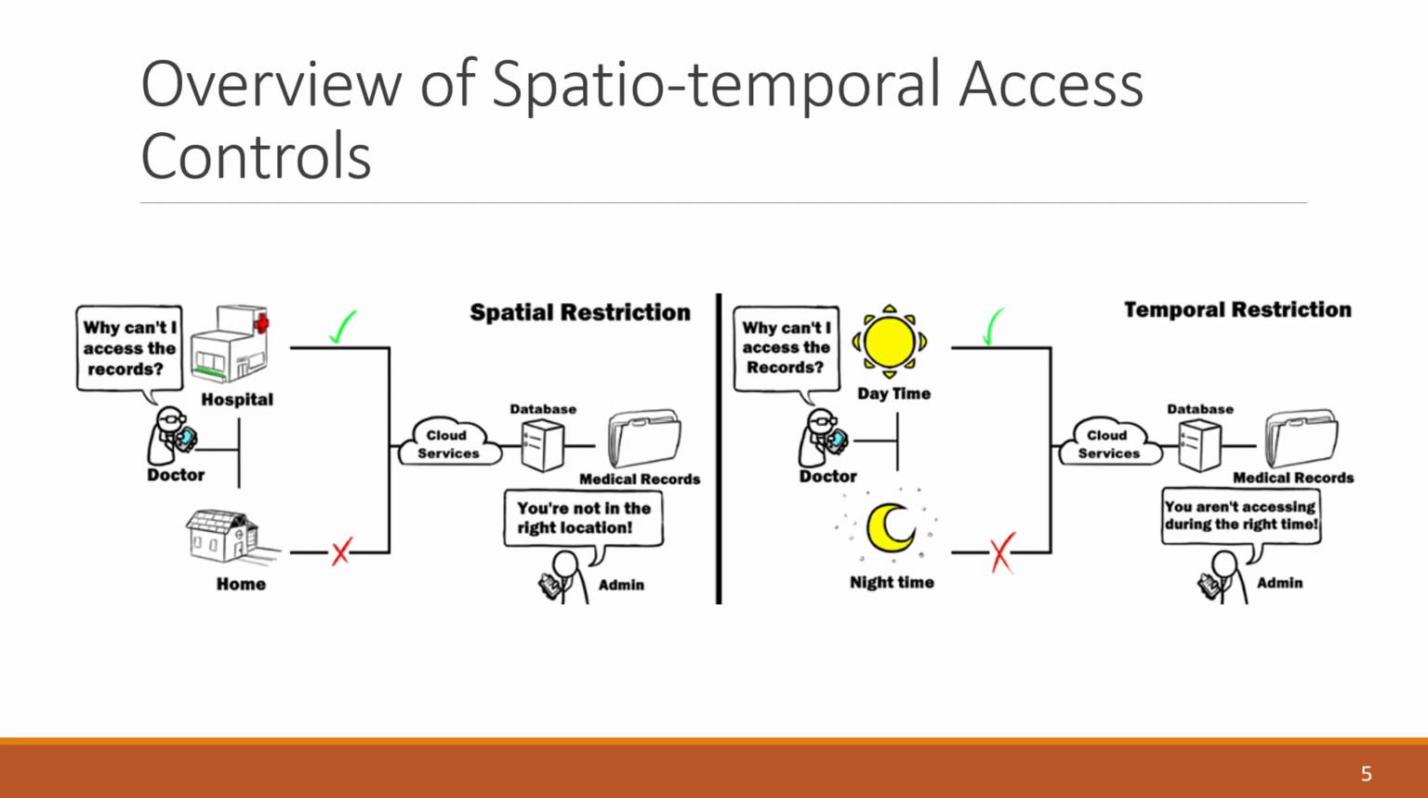But if they were at home or if they're trying to access during nighttime when they're not allowed, in both cases they would fail. And these two restrictions, the spatial and temporal restrictions, work together. So they both have to be correct at the same time in order for a person to be able to access resources. And so for this particular project, we want to focus on IoT devices.